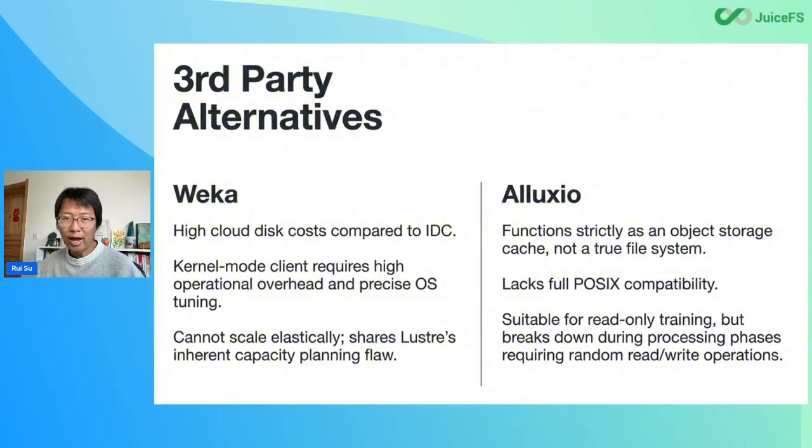For pure AI training, which is mostly read-only, Alluxio can work well. But in data preparation and data processing, the tools and the frameworks usually need strong POSIX behavior and strong random read and write. In those stages, Alluxio becomes much more limited.